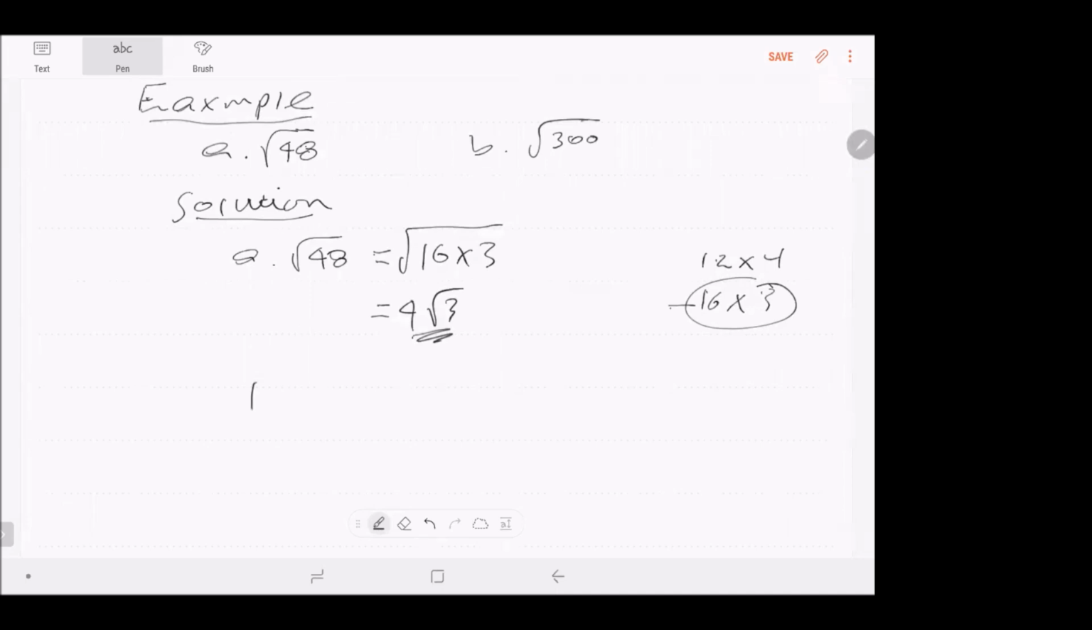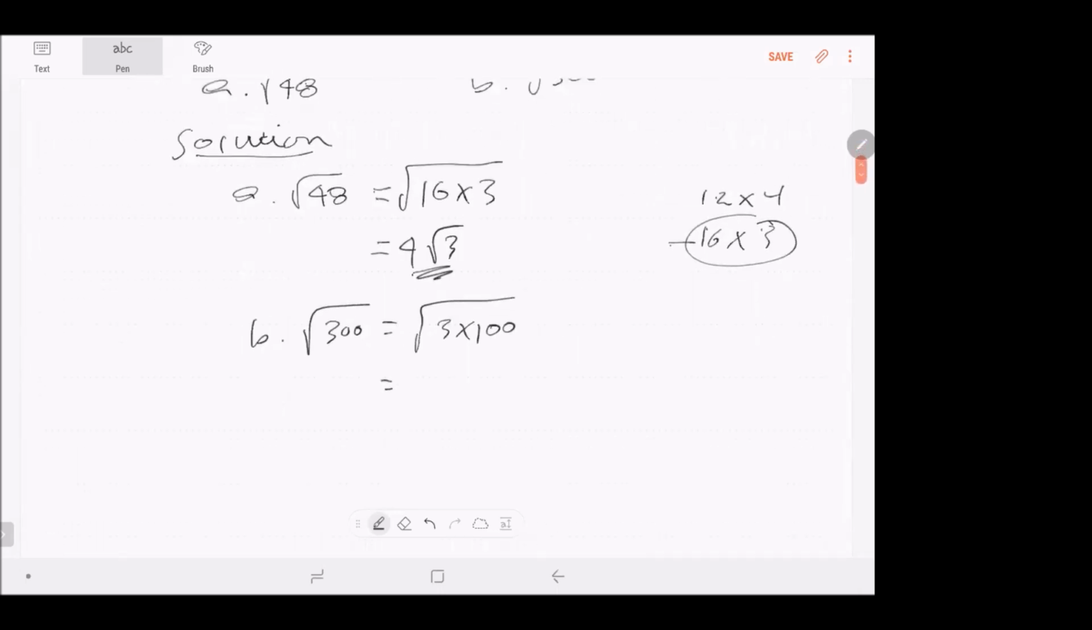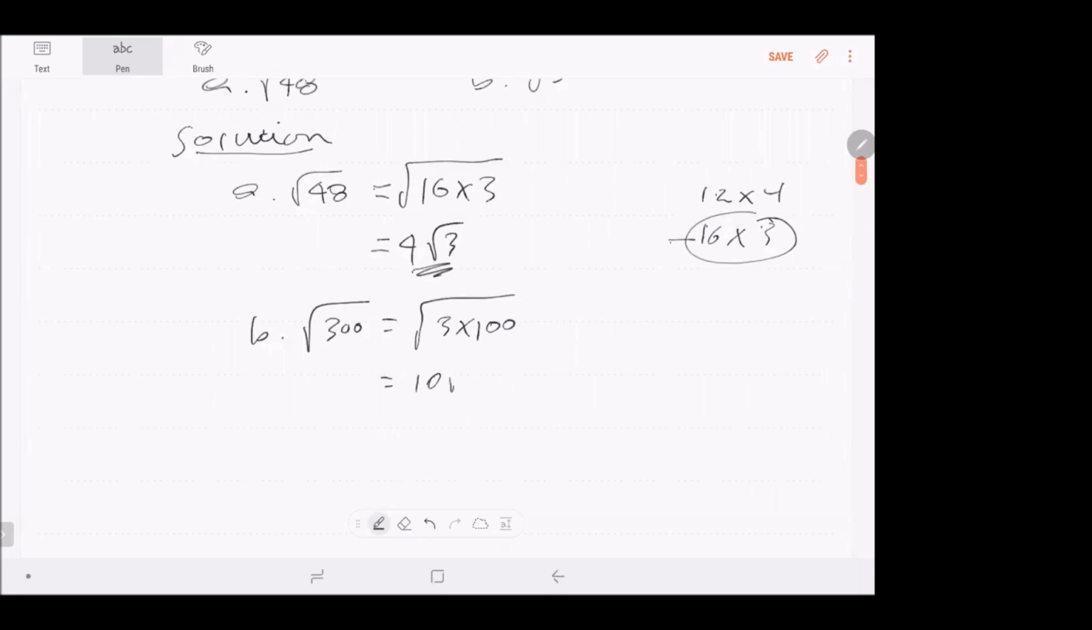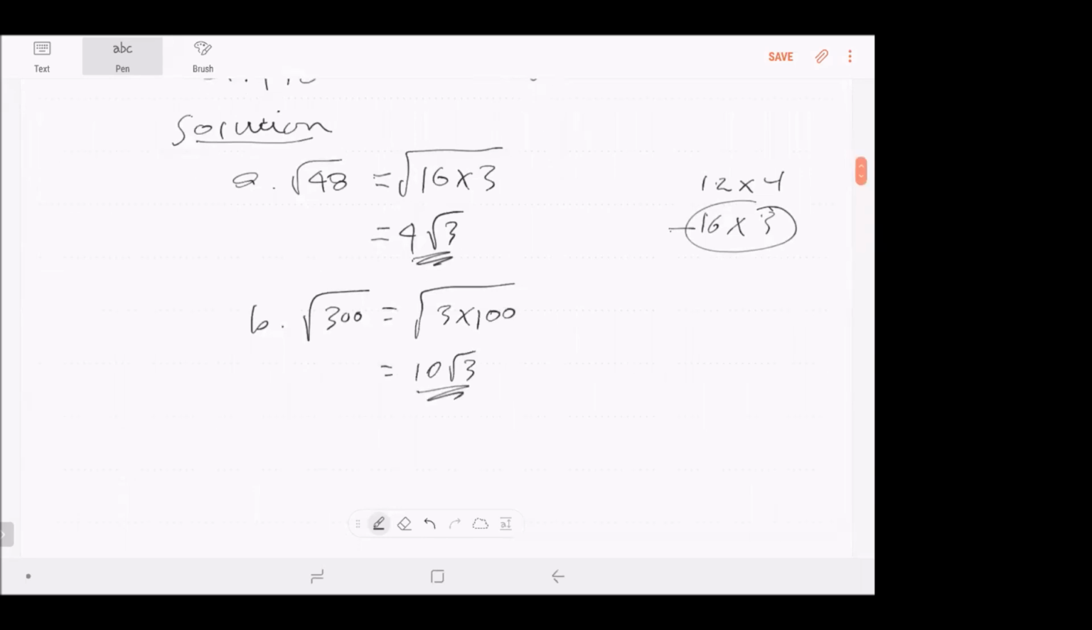Let us continue with B. B, the square root of 300. Again, for this case, we cannot write 300 as a product of two identical factors. So we are going to write the given radicand as a product of one perfect and one non-perfect. So 300 can be written as 3 times 100. 100 is a perfect square. 3 is not perfect. So when we extract 100 from the square root, the result will be 10. So 10 times the square root of 3. So we can simplify a square root expression like this one. Any question on this?